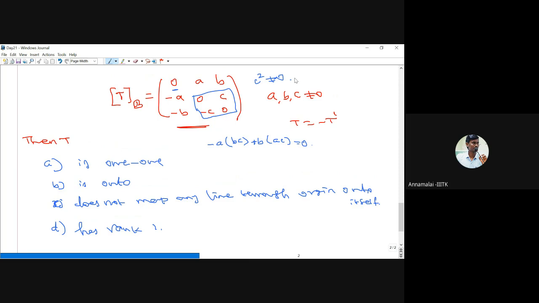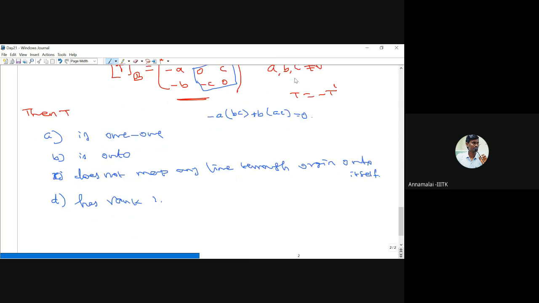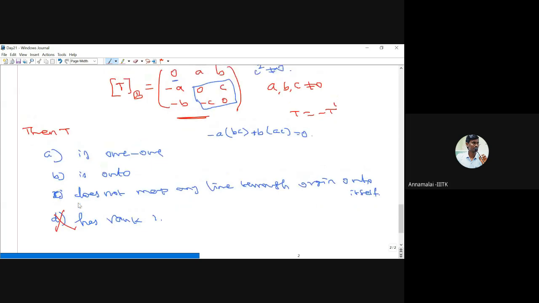Okay, got it? So we have at least one 2 by 2 submatrix whose determinant is non-zero. Therefore, the rank is 2, and the rank cannot be 1. So that is an important thing. Therefore, the last option is violated. Now, since the rank is 2, the transformation cannot be onto.